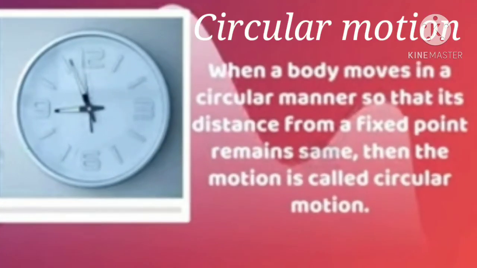Next, circular motion. When a body moves on a circular path, it is in circular motion. The motion of the blades of an electric fan and the hands of a clock are examples of objects in circular motion. Circular motion occurs around a fixed point.